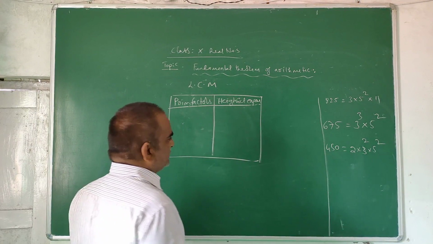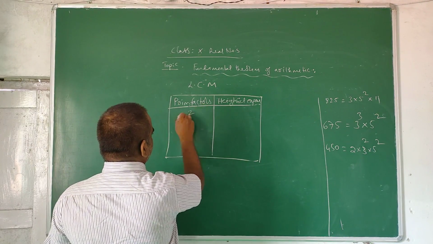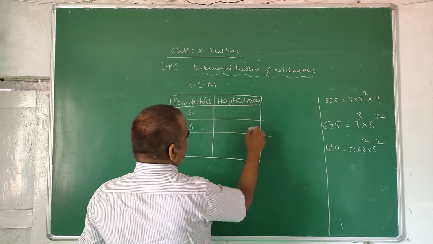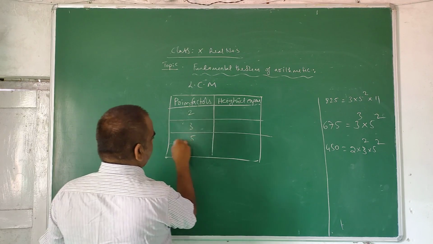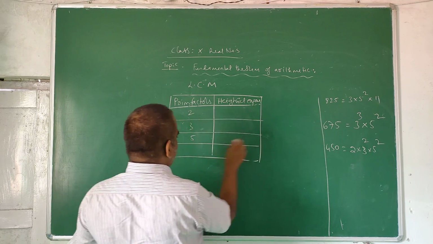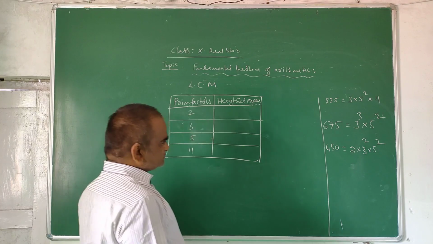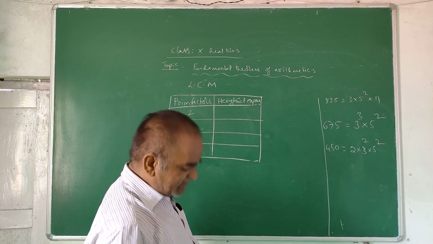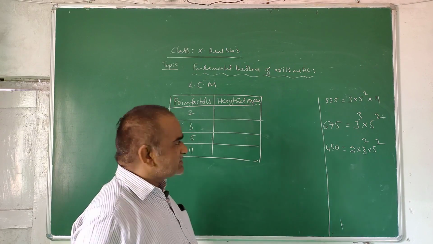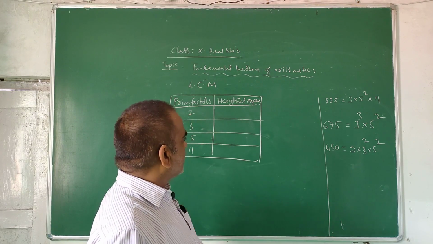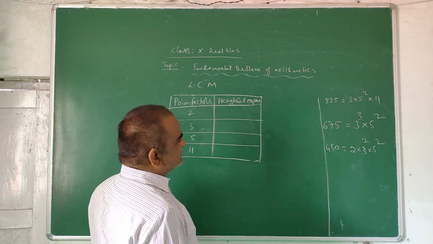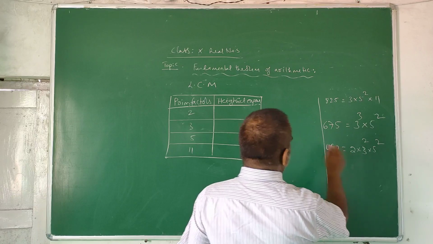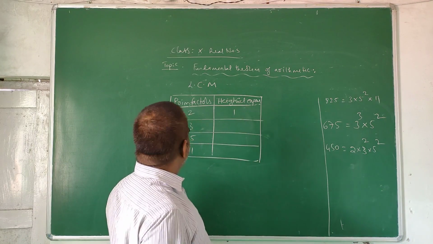So whatever you are seeing, 2 you are seeing, pick it up. You are seeing 3, pick it up. You are seeing 5, pick it up. And you are seeing 11. That's it. So overall you are seeing the prime factors 2, 3, 5 and 11. Now collect their highest exponents in the second block. 2 has the highest exponent here, if you see, it is 1. So 2 has the highest exponent 1.